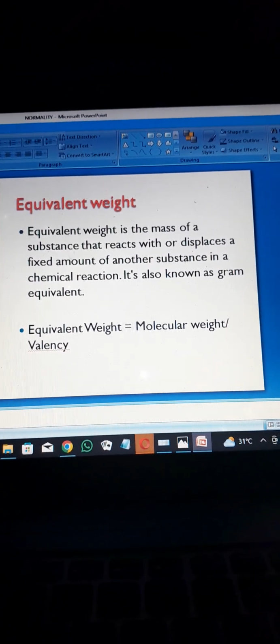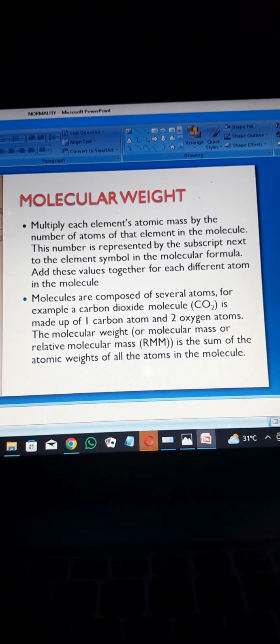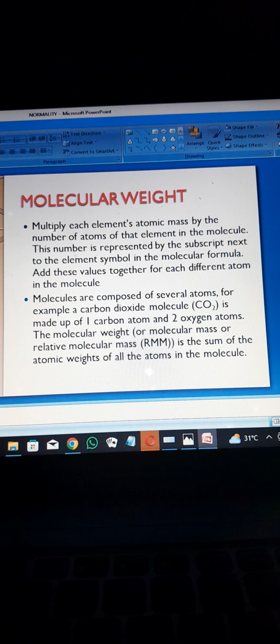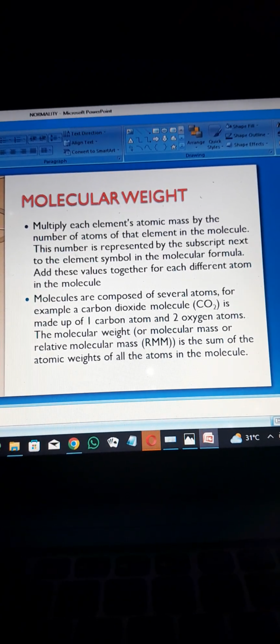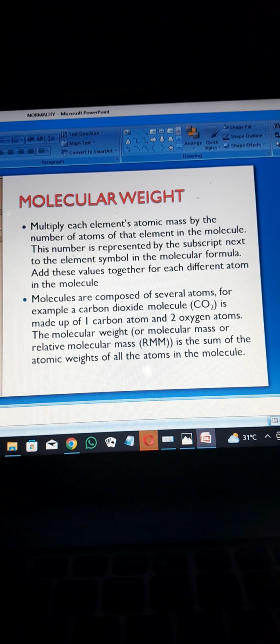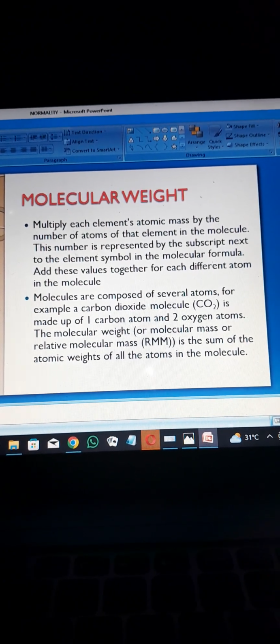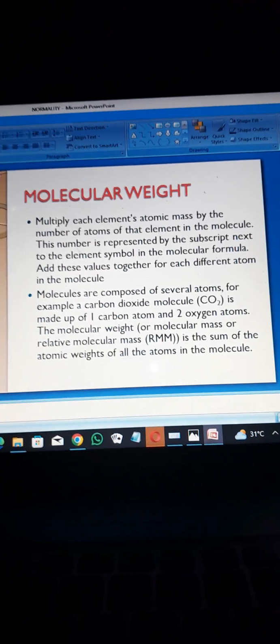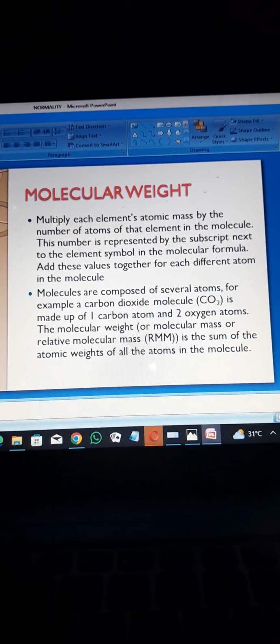Okay, then come to the molecular weight. What is molecular weight? Multiply each element's atomic mass by the number of atoms of that element in the molecule. This number is represented by the subscript next to the element symbol in the molecular formula. Then add these values together for the different atoms in the molecule.